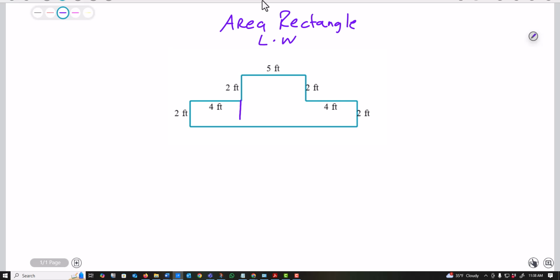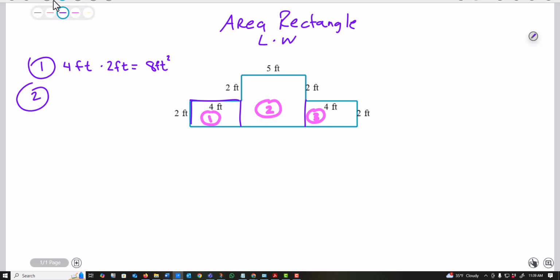So the first thing I want to do is recognize each one of these. I'll call this rectangle 1, this rectangle 2, and then this rectangle 3. So to find the area of rectangle 1, it's going to be my length, which is 4 feet, times my width, which is 2 feet. So 4 times 2 is 8, and I can stick that right there, 8 feet squared.